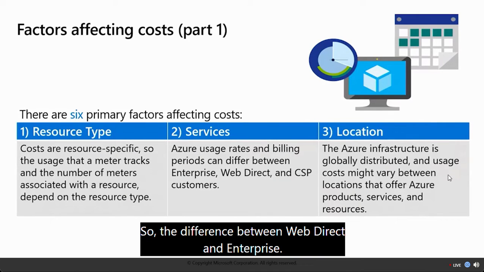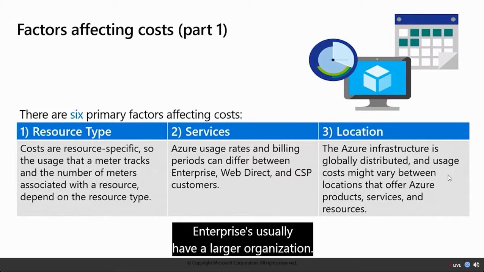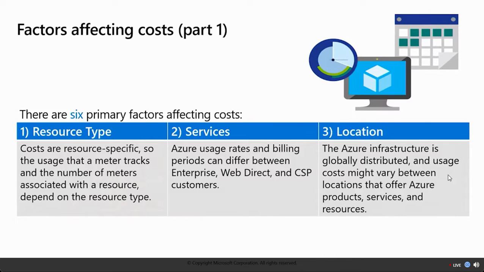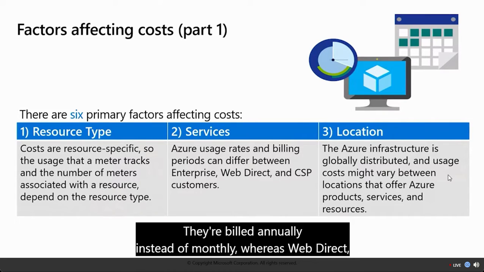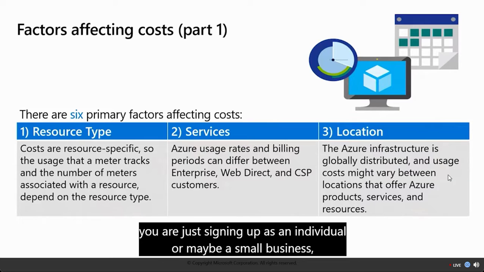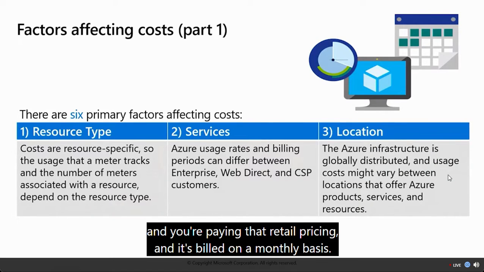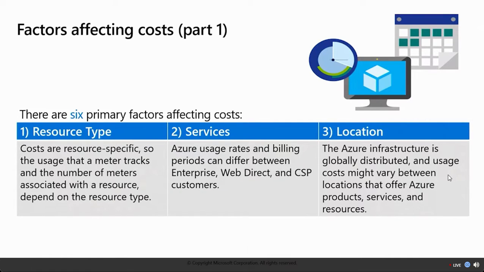So the difference between web direct and enterprise is usually the larger organization. They're billed annually instead of monthly, whereas with web direct, you're just signing up as an individual or maybe a small business, and you're paying that retail pricing and it's billed on a monthly basis.